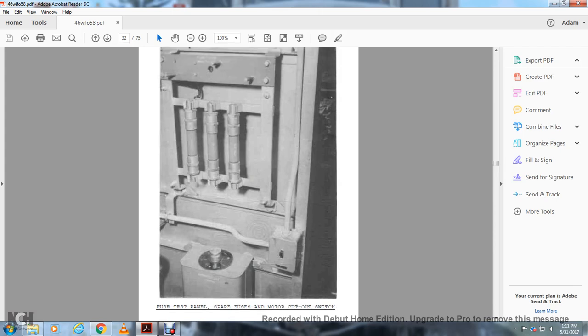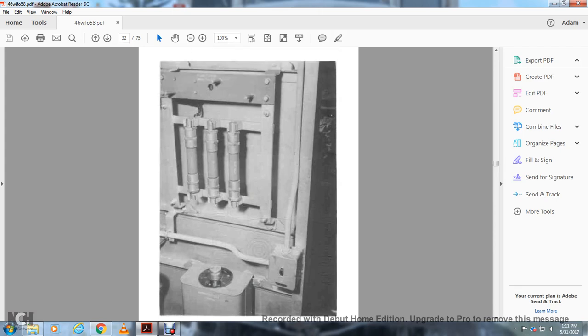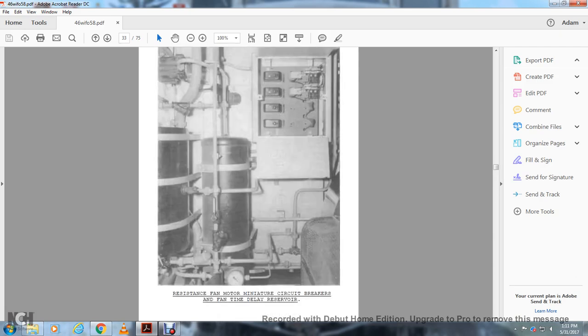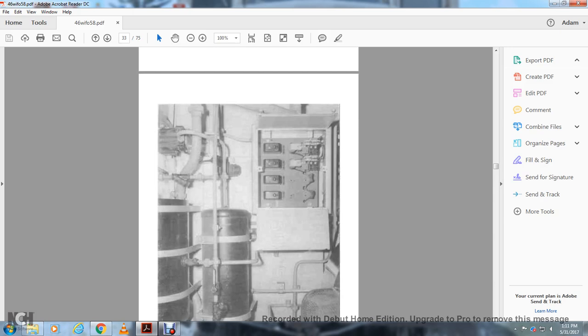The fuse test panel, spare fuses, motor cutout circuit breakers. These are your fuses. This shows your fan motor miniature circuit breaker, fan type delay reserve, fan type circuit breaker.